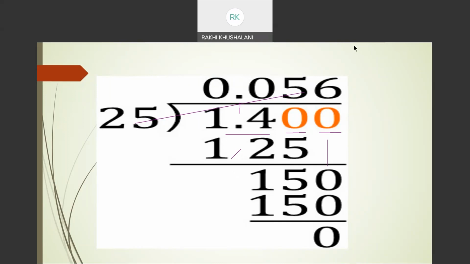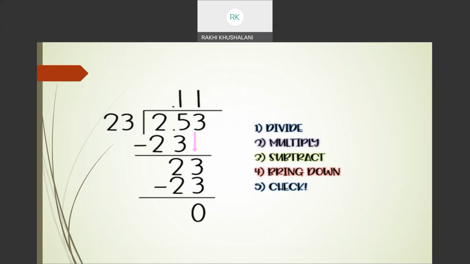Okay, so let's go ahead. You remember the division steps of whole numbers by whole numbers? Divide, multiply, subtract, bring down, check. Divide, multiply, subtract, bring down, check. Now again, I have a decimal, that is 2.53 divided by 23, where 2.53 is a decimal number and 23 is a divisor, which is a whole number. Now let's do the division.